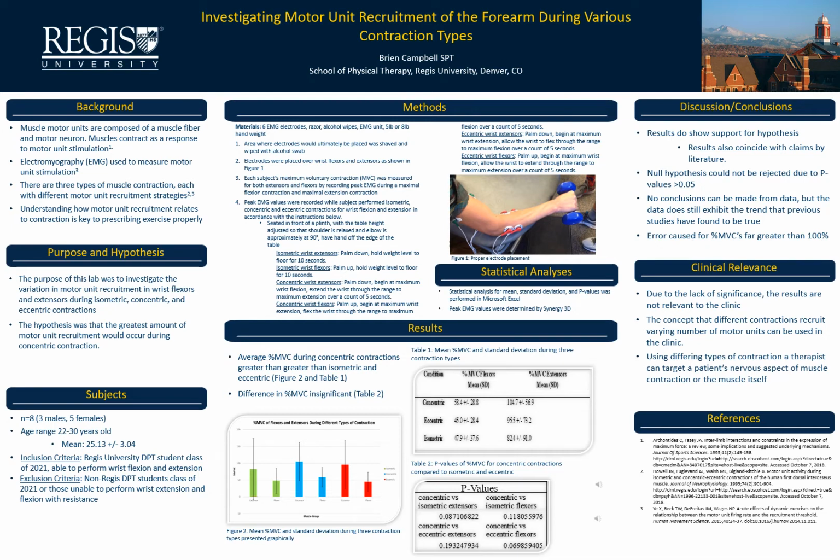The area where the electrodes would ultimately be placed was shaved and wiped with an alcohol swab. Electrodes were placed over wrist flexors and extensors as shown in the picture. Each subject's maximal voluntary contraction was measured for both extensors and flexors to give us a baseline. Peak EMG values were recorded while the subject performed isometric, concentric, and eccentric contractions for both wrist flexion and extension in accordance with the instructions on the poster.